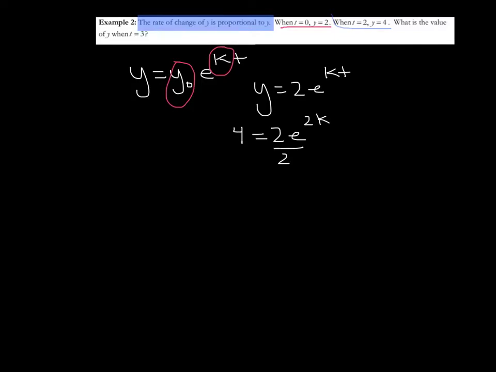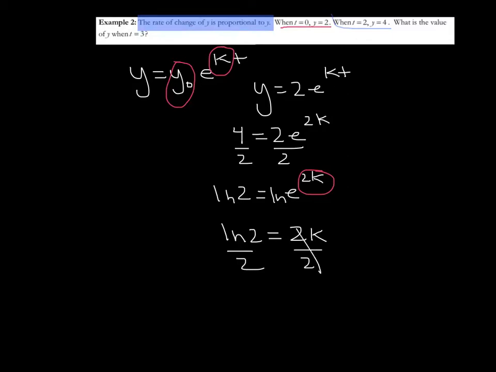All right, we're going to divide by 2, and we're going to get 2 is equal to e to the 2k. And then we're going to take the natural log of both sides. And then we remember this property that when you have the natural log of e to something, the answer is just that exponent. And so we end up getting natural log of 2 is equal to 2k. So we're going to divide by 2, and we get k to equal the natural log of 2 over 2. All right, so that is your k value.